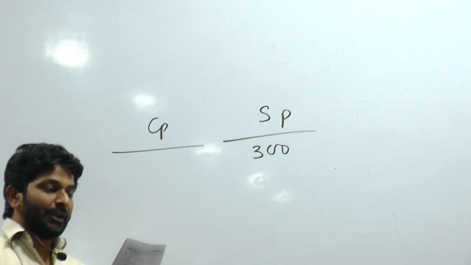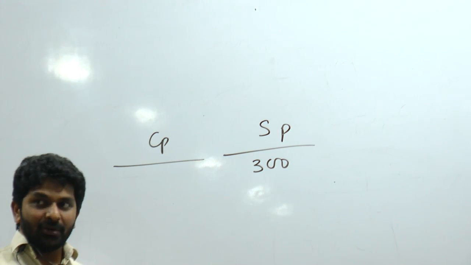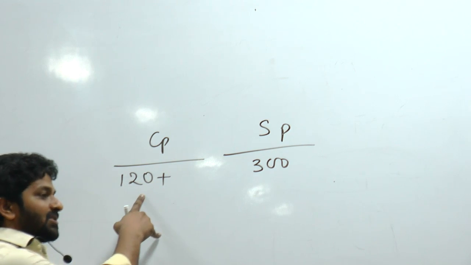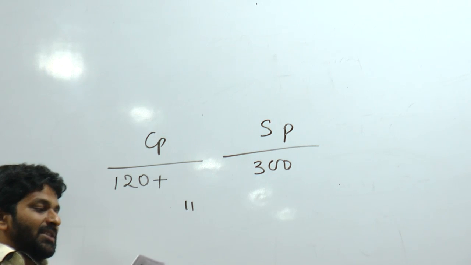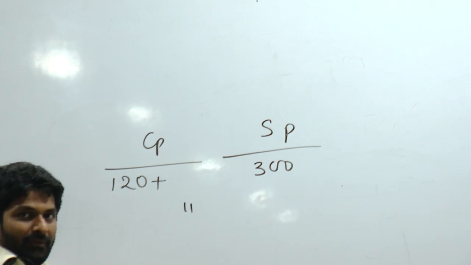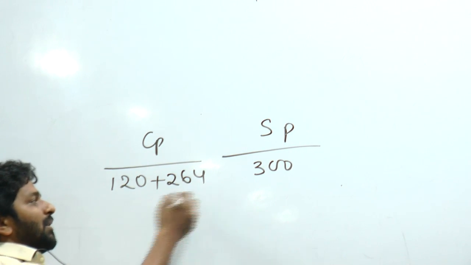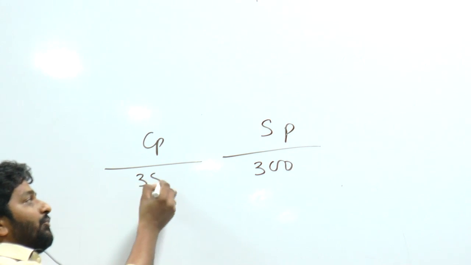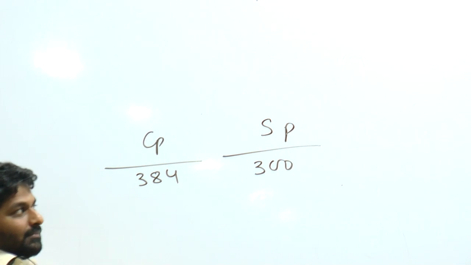First variety costs 30 rupees and we have 4 kgs. So cost of 4 kgs rice becomes 120 rupees. This is cost of 4 kgs and remaining 11 kgs we have. And 11 kgs cost each 24 rupees per kilo. 11 24s, 264. So total cost price becomes 120 plus 264, total 384. Total cost price is 384. Total selling price is 300.